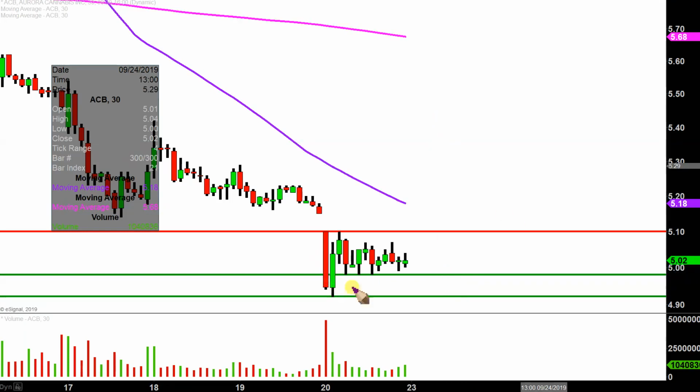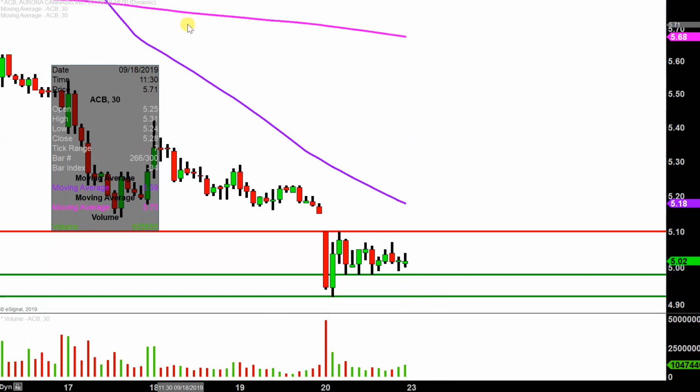You can see several times, multiple times throughout the course of the afternoon, the bears tried to press down through there, but to give credit where credit's due, the bulls did do a good job of holding strong. So preferably speaking, yeah, if the price can stay up here above the $4.98 mark, that would be great. But if that doesn't hold up, then the must-hold level is down there at the $4.92 mark.